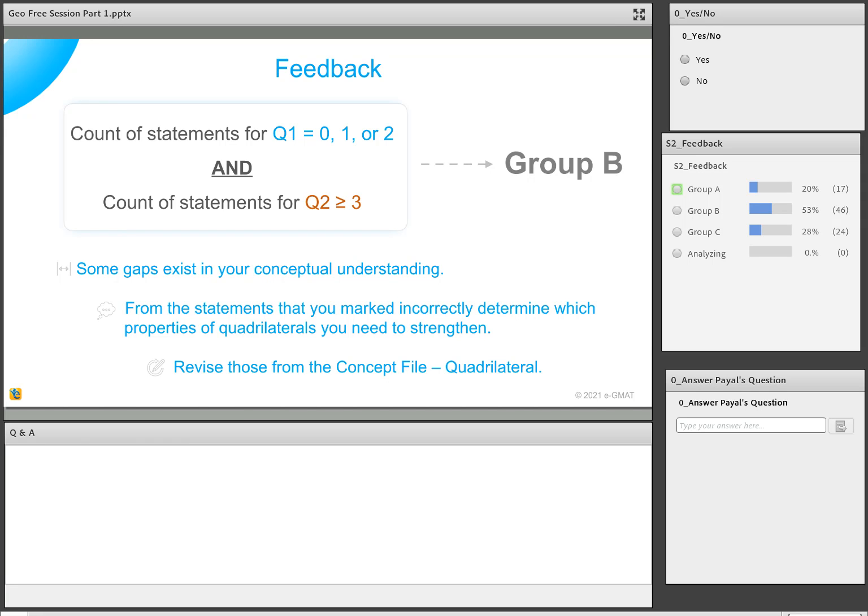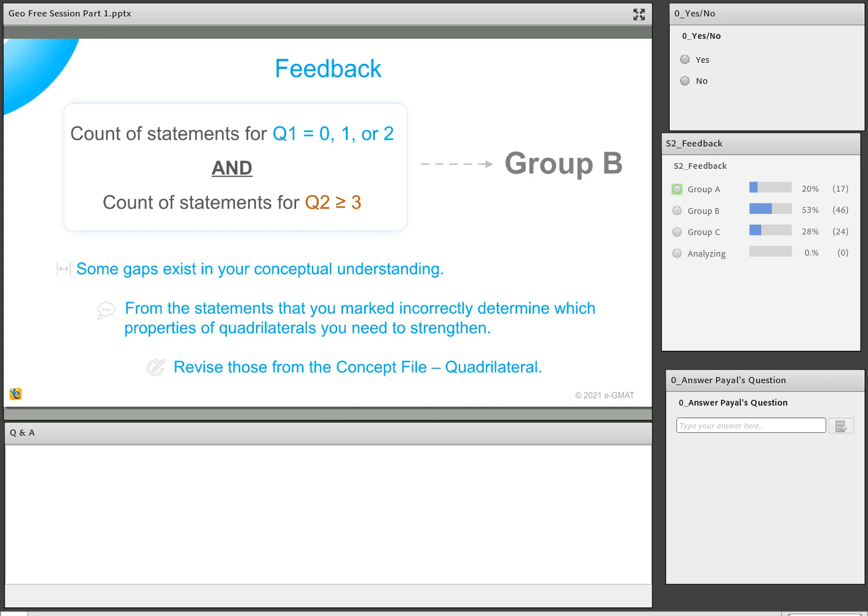You know the concepts, but there are some gaps that exist. Now, what I want you to do is, after this session, take a look at the statements that you marked incorrectly and figure out which properties of quadrilaterals you need to strengthen, and then revise those properties from the concept file that is available in your course, titled Quadrilaterals.